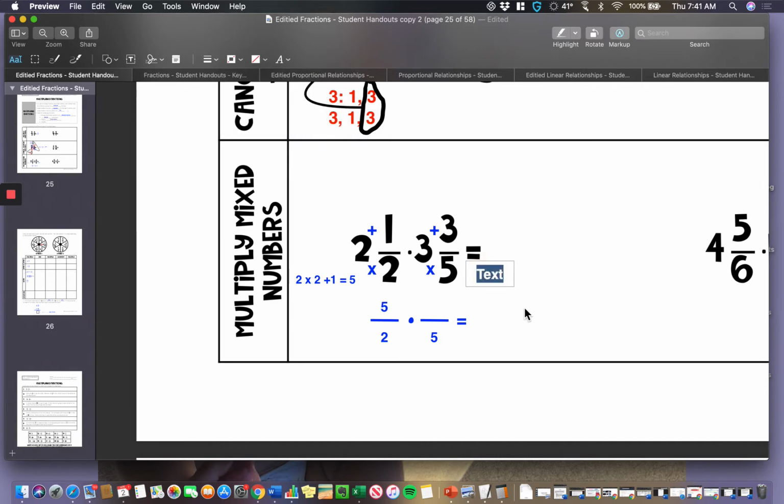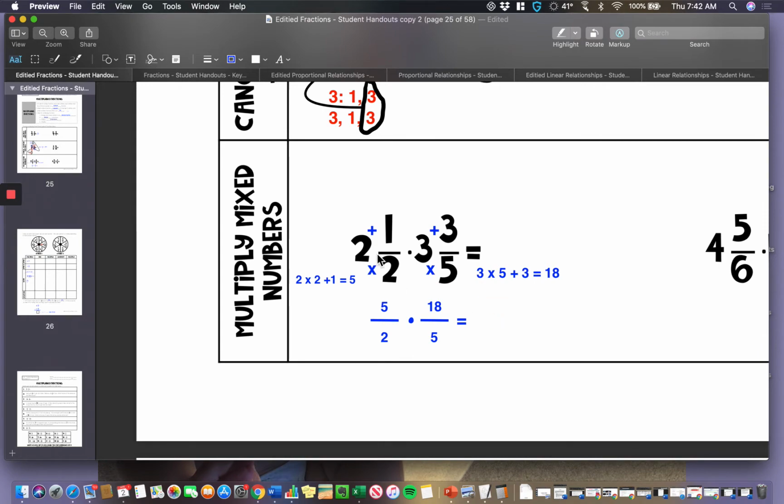So I'm going to have 3 times 5 plus 3. So 3 times 5 is 15, plus 3 is 18. So I'm going to have a brand new numerator for my second fraction of 18. And now I can multiply straight across.